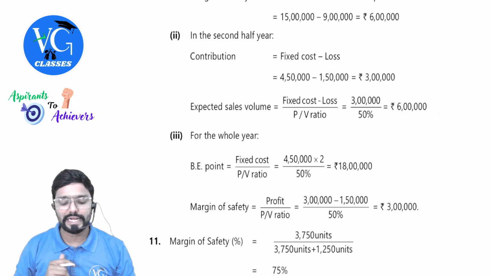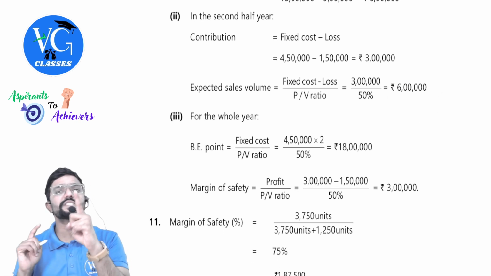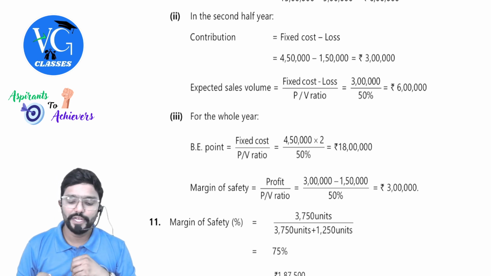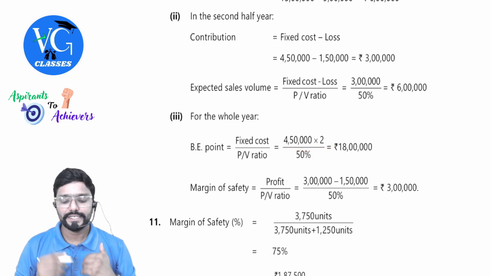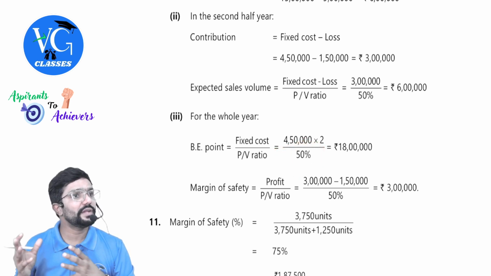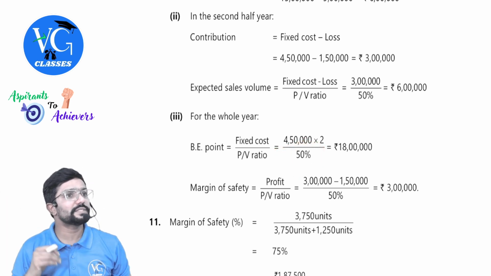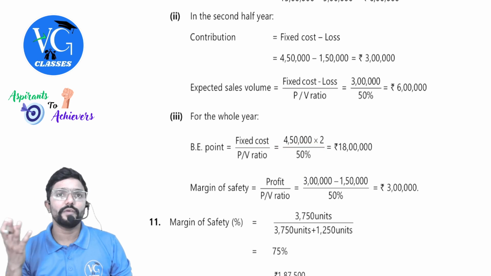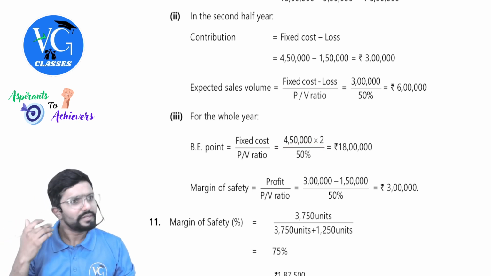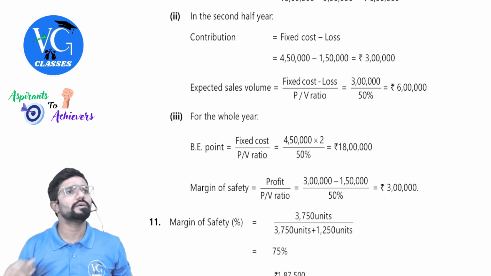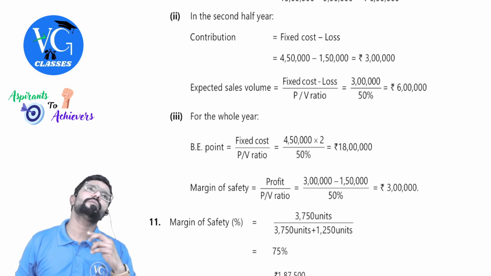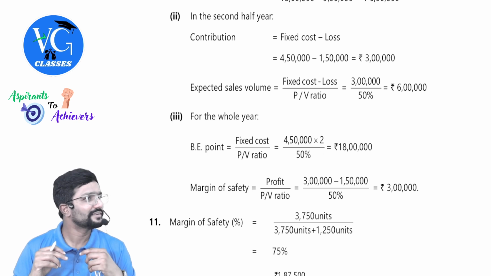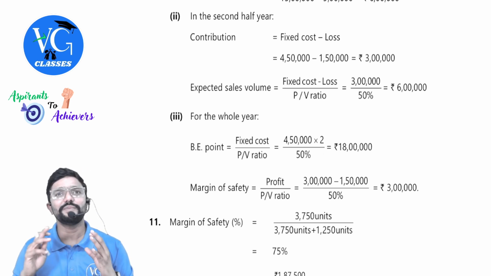Now, for the whole year, guys, 4,50,000 is the fixed cost per half year, into 2, that is 9 lakh, divided by PV ratio. PV ratio, don't do 50 into 2, 100%. What about variable cost? That will come, not now in the exam hall. Fixed cost into 2. Why not PV ratio into 2? Clear? Please be careful, guys.